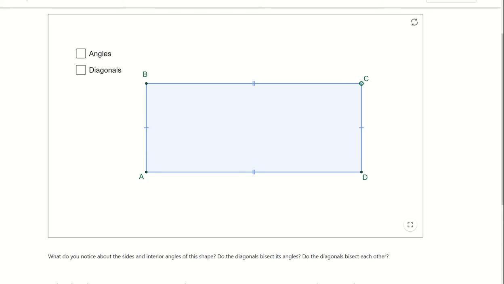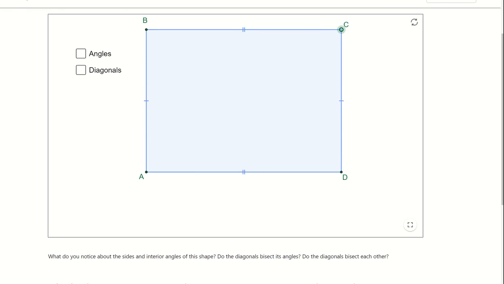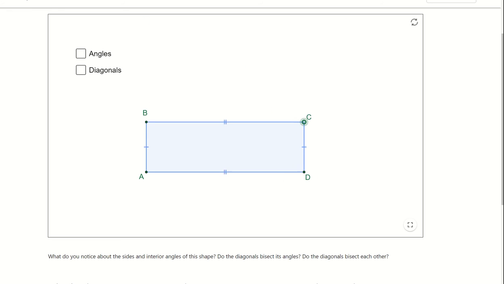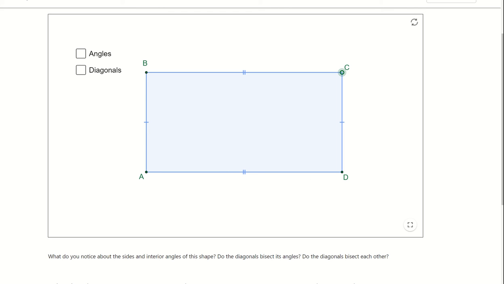We need to take a look at the sides as well as the angles and the diagonals. Before I press the box for the angles and the diagonals, on these sides we can see that there are little dashes, right? No matter how we move this rectangle, the opposite sides are going to be congruent to one another. Hopefully that was at least a little bit familiar, as we have learned about rectangles before, but it might have been a while.